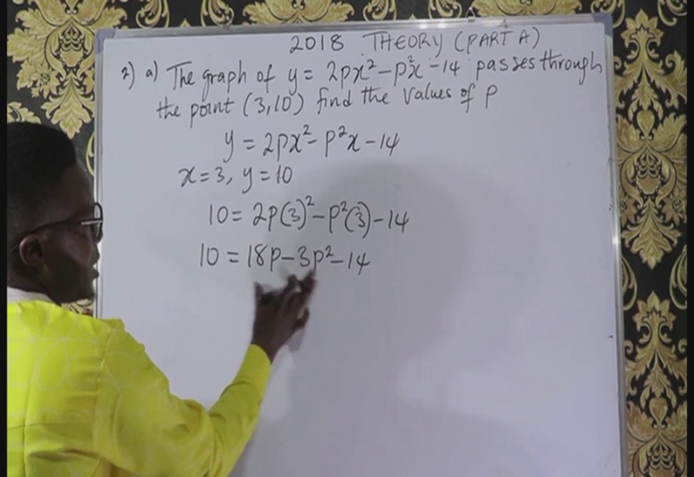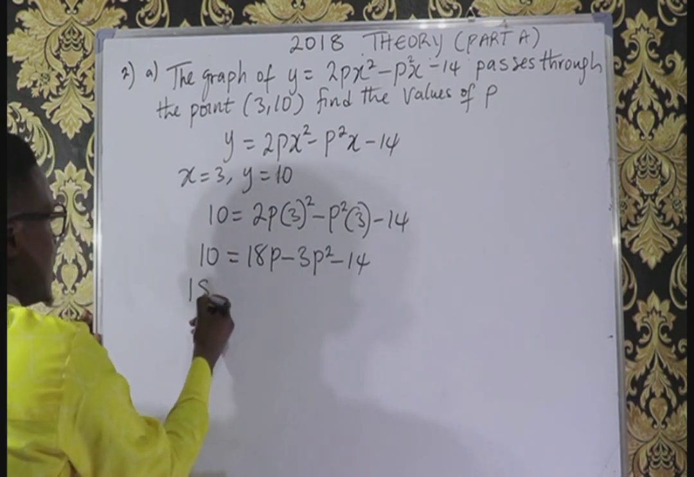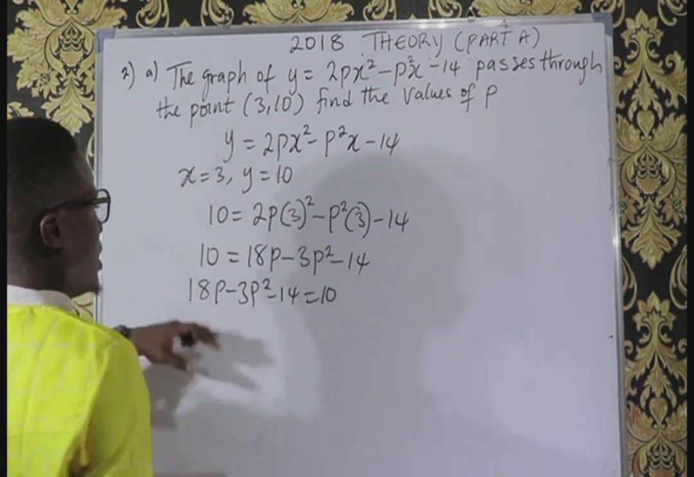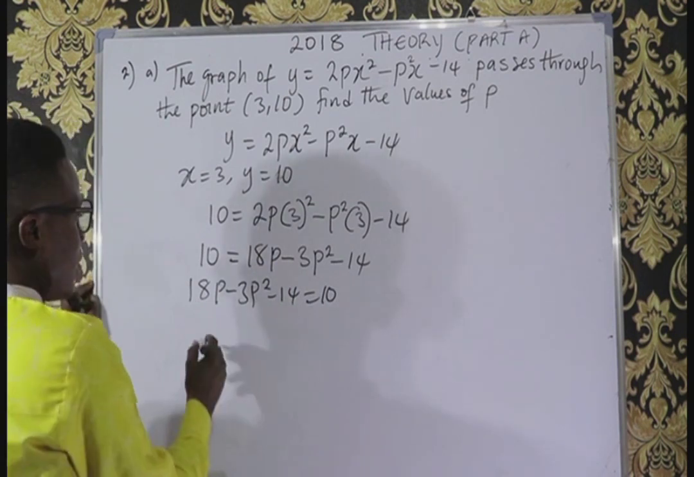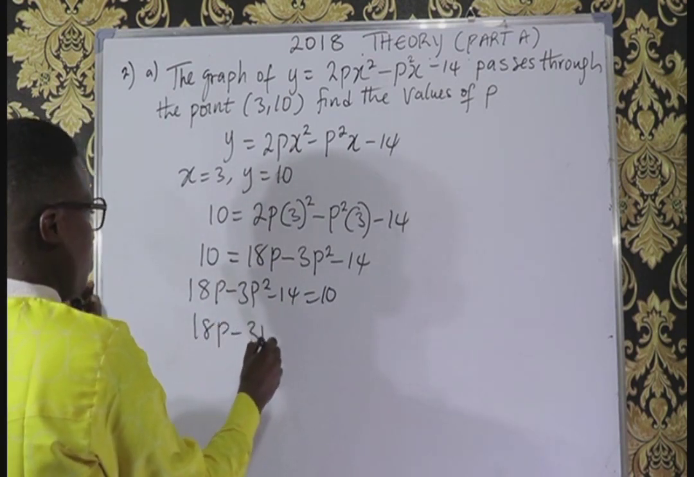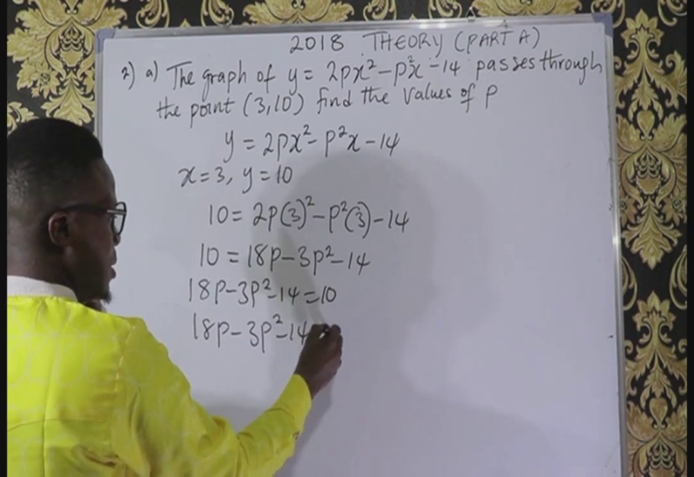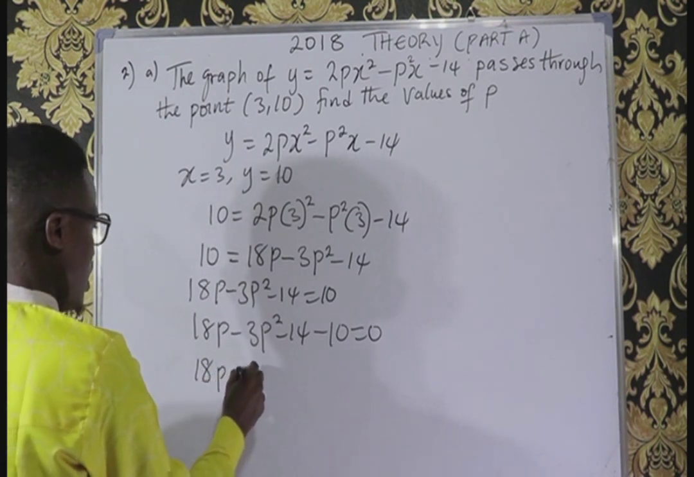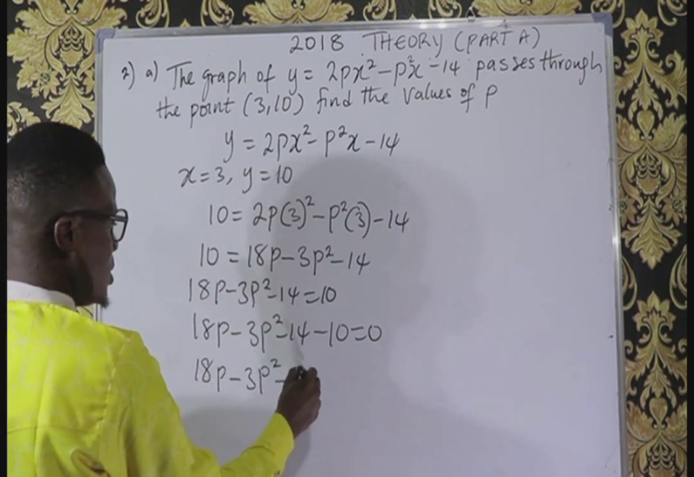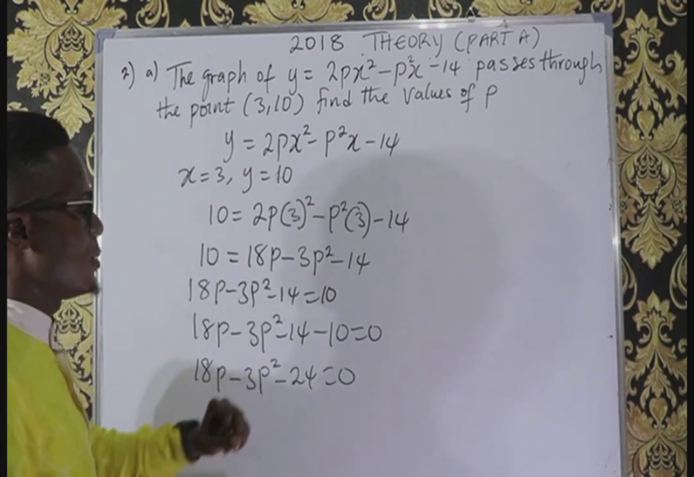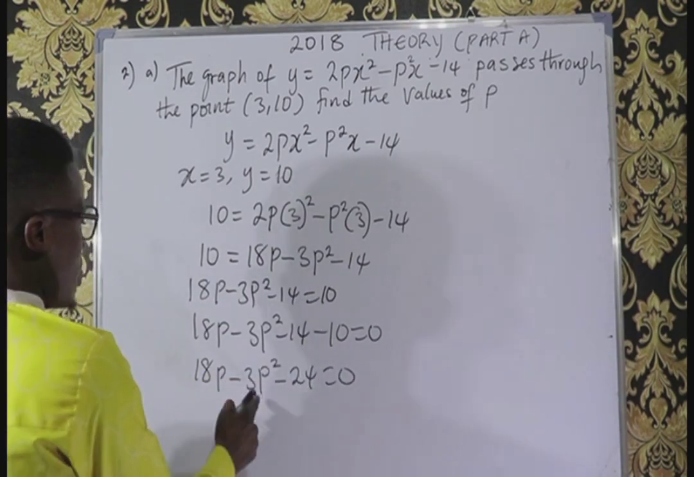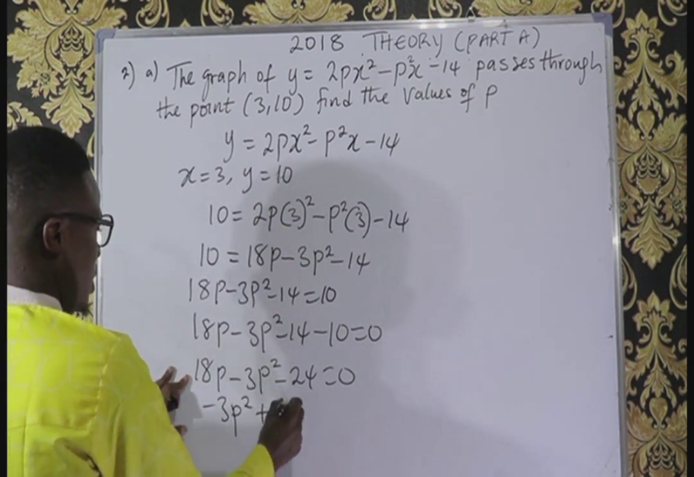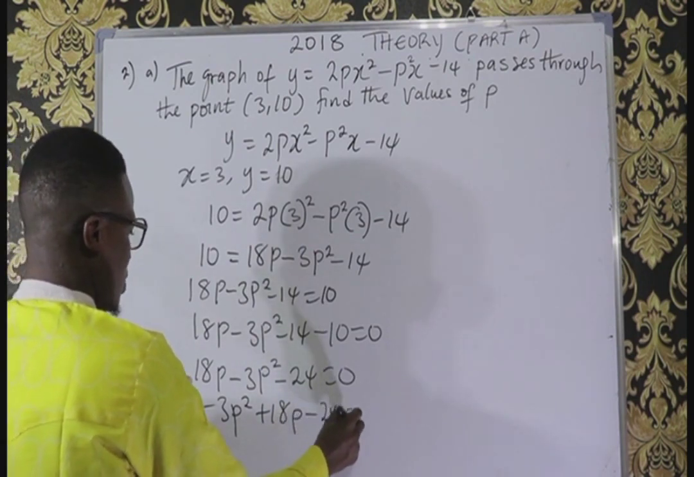Collecting like terms, I can write this one to the left-hand side first. I can write 18p minus 3p squared minus 14 is equivalent to this term. So this term will cross over here and become negative: 18p minus 3p squared minus 14 minus 10 equals 0. So 18p minus 3p squared minus 24 equals 0, because minus 14 minus 10 is minus 24. I can actually write minus 3p squared first, before plus 18p, then minus 24 is equal to 0.